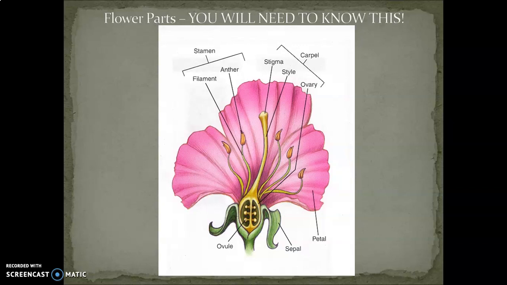Then on the outside, you have your attractive petals to attract pollinators. And then the sepal is just the protective covering around the outside of the flower while it's developing into its final structure.